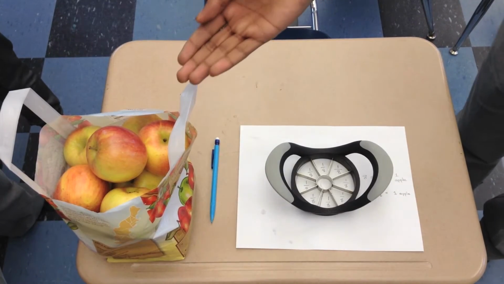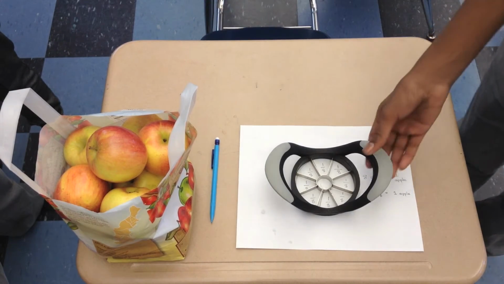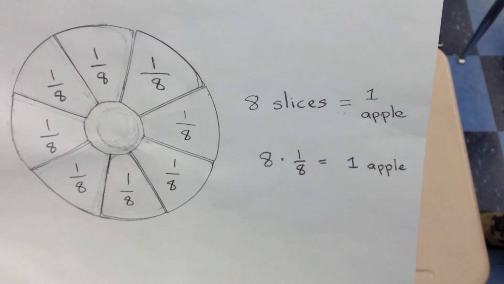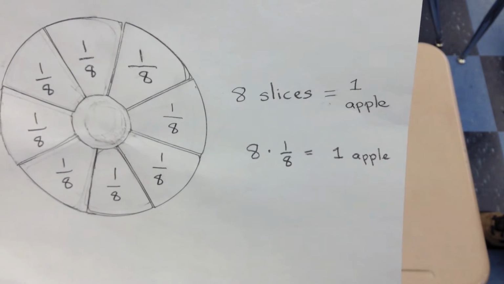Since we don't have enough apples to share with each student, we could use the apple corer to evenly share. The apple corer slices each apple into 8 slices.